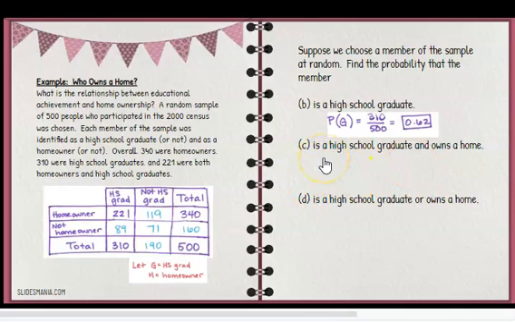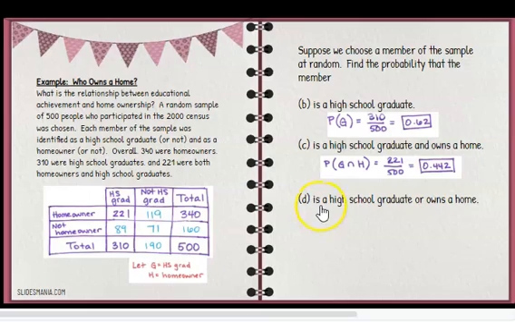Part C is a high school graduate, and there's the intersection word, and owns a home. So I literally look for the intersection of the row and the column for that. Intersection of row and column for high school graduate and owns a home. Well, that's 221 out of the total. So I write it in probability speak here, intersection, graduate, and homeowner. 221 out of 500, and that gives me 0.442.